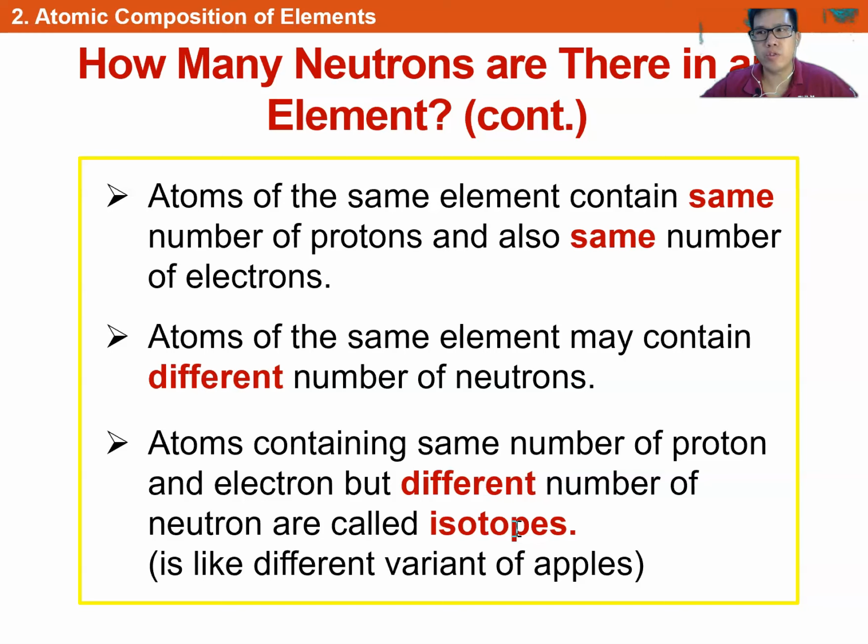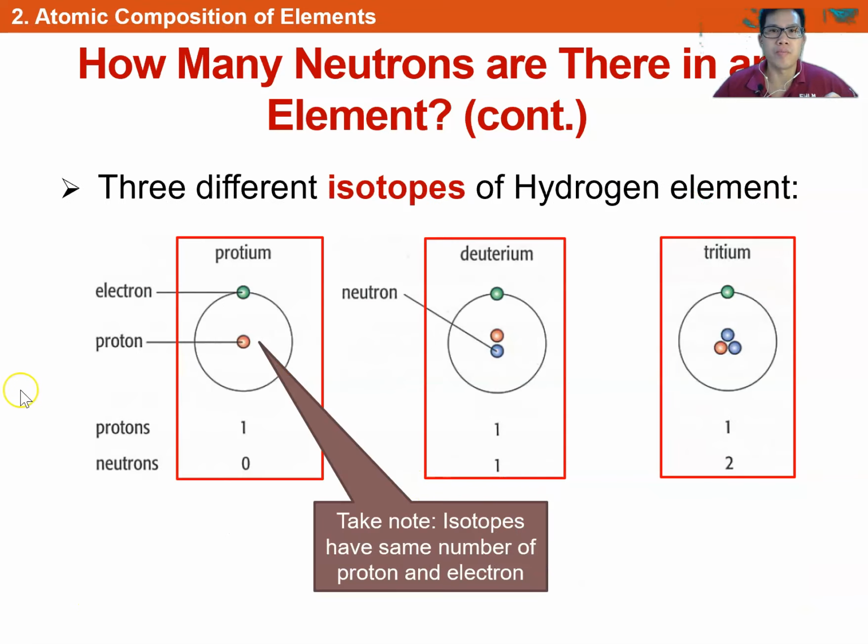Okay, hydrogen is fixed already. It has one proton and one electron. But when they have different numbers of neutrons, we call them isotopes. Like for example, over here, these are the three isotopes of hydrogen. All these are hydrogen, because they have one proton.